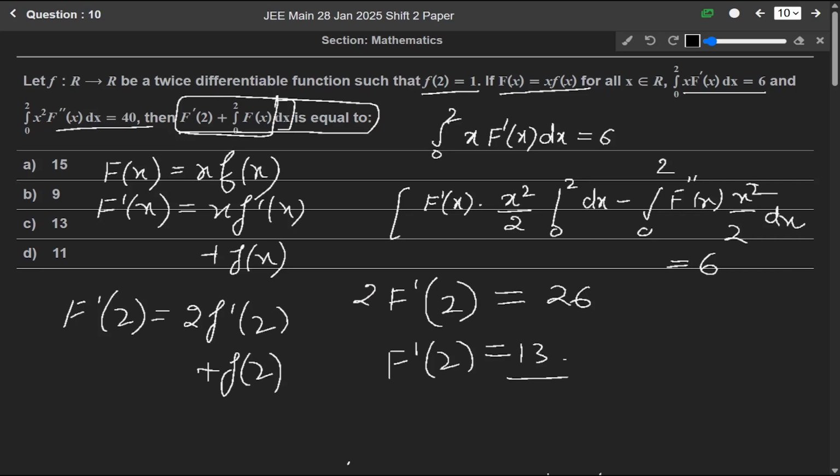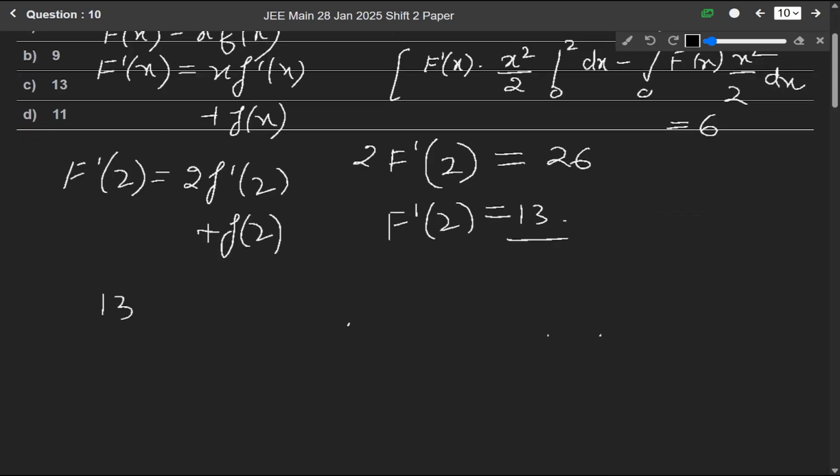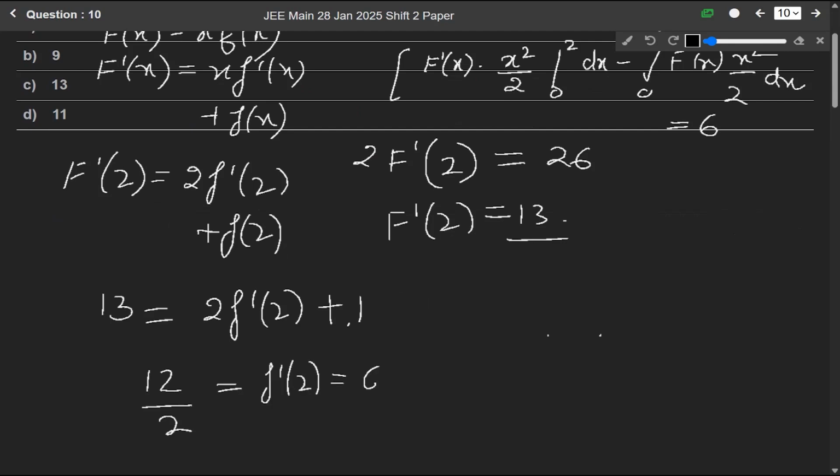So if we put f'(2) as 13 and we are given f(2) equals 1, so f'(2) is 13, and 2 f'(2) and f(2) is 1. So it will be 12 over 2 will be f'(2). So f'(2) will be 6 here.